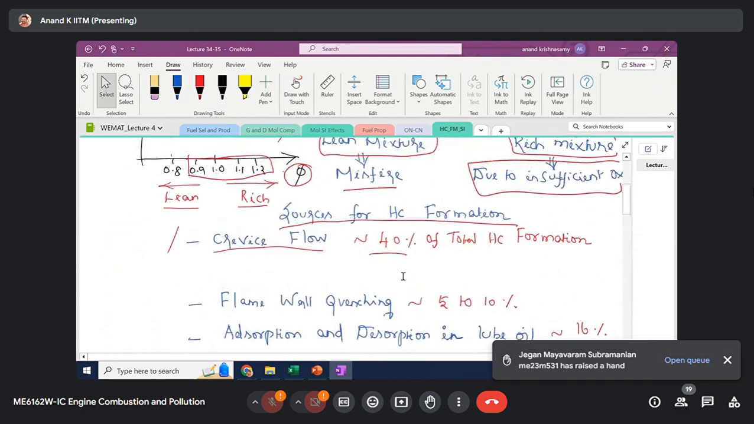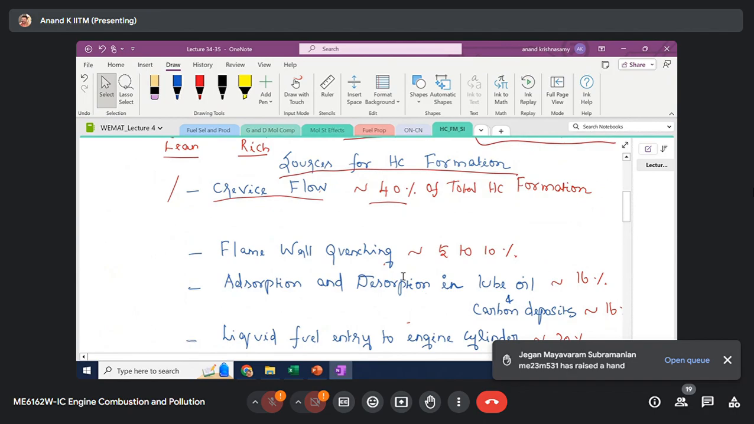So this is one of the major contributing sources for HC formation in a spark ignited engine: crevice flow of fuel air mixture. The second mechanism is flame wall quenching. Its contribution is very small, as you can see here, 5 to 10%. Nevertheless, we cannot ignore HC formation through this source.